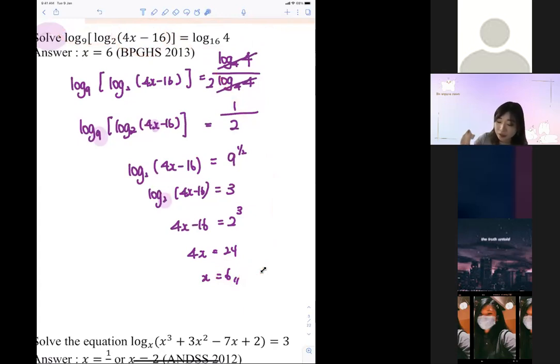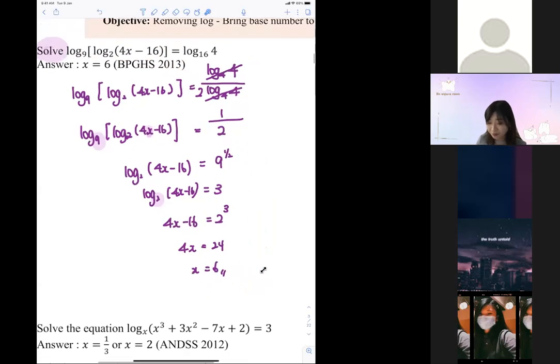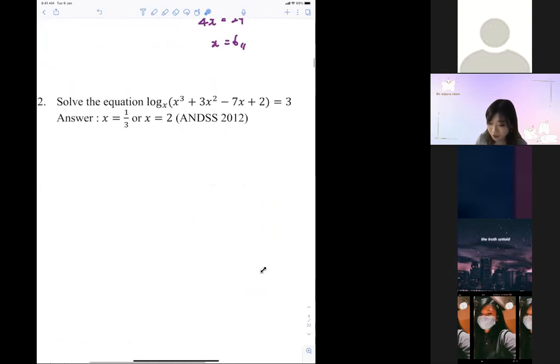Okay, I repeat one more time. In log, there can be cases where you get one value of x, but when you sub back, you realize that the bracket becomes negative, and so the question has no solution. You still must reject the answer, even though that's your only answer. Okay? Can I move on? All okay? EY, copy ready? Copy ready. Okay, very good.